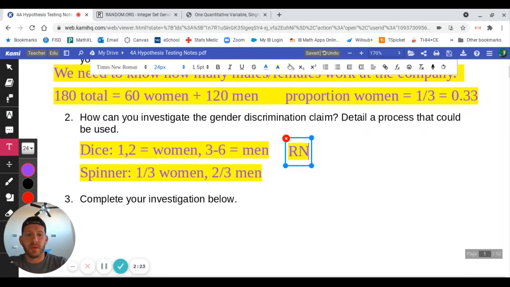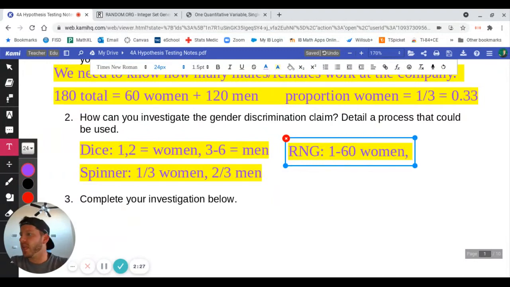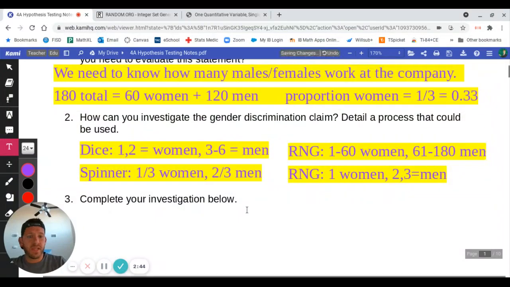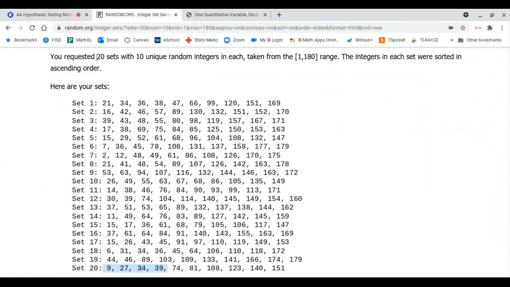Or maybe we use a random number generator, RNG. We can set 1 to 60 are women and 61 to 180 are men. Or even simpler, just do 1s, 2s, or 3s, where 1 is women and 2 and 3 are men. So that is what I did. I went to random.org. I requested 20 sets with 10 unique random integers in each, taken from 1 to 180. And there was no repeats in here.